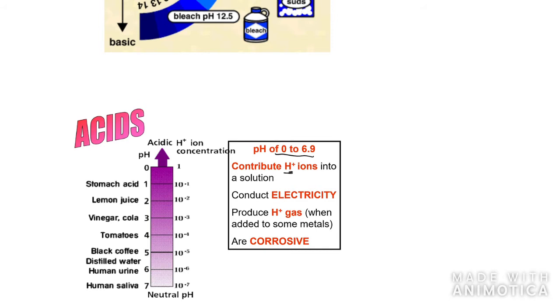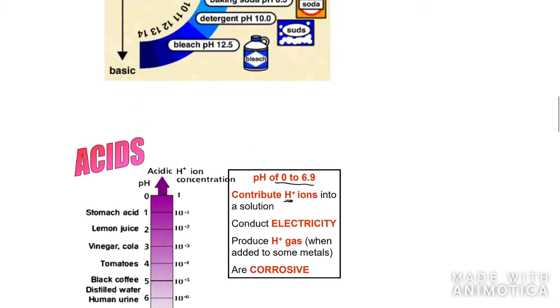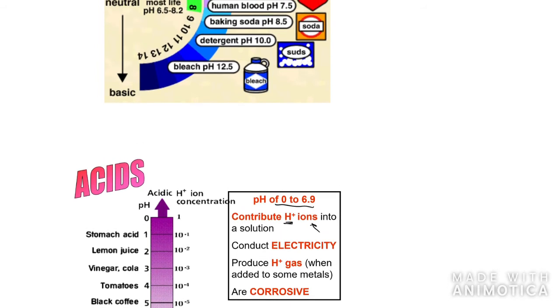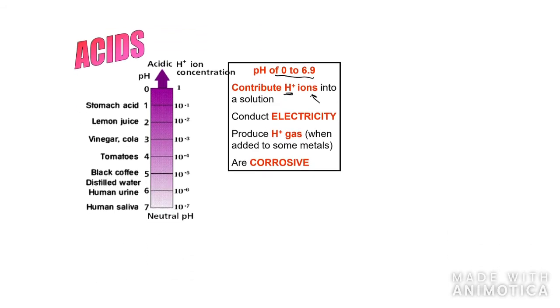They give off hydrogen ions. They conduct electricity because of these ions. Remember, anything with an ion tends to conduct electricity. They produce hydrogen gas, which again isn't very surprising when it releases hydrogen ions. And these guys are corrosive.